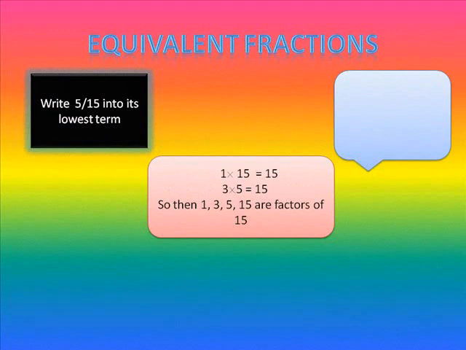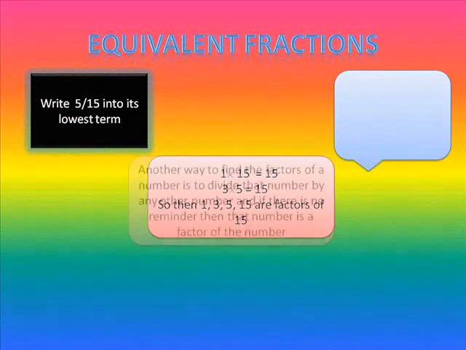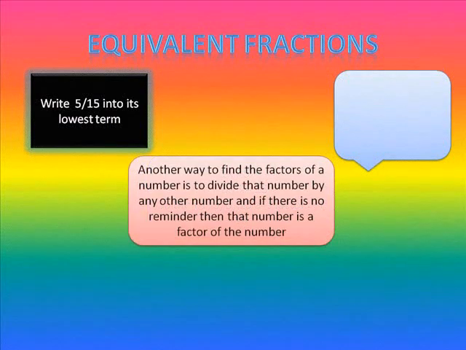1 times 15 is equal to 15. 3 times 5 is equal to 15 too. So then, 1, 3, 5, and 15 are factors of 15. Another way to find the factors of a number is to divide that number by any number, and if there is no remainder, then that number is a factor of the number.